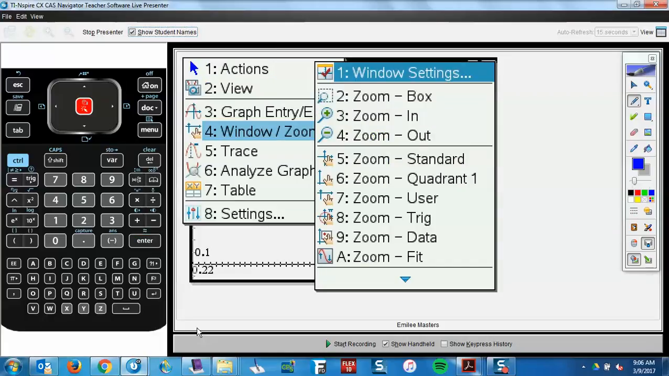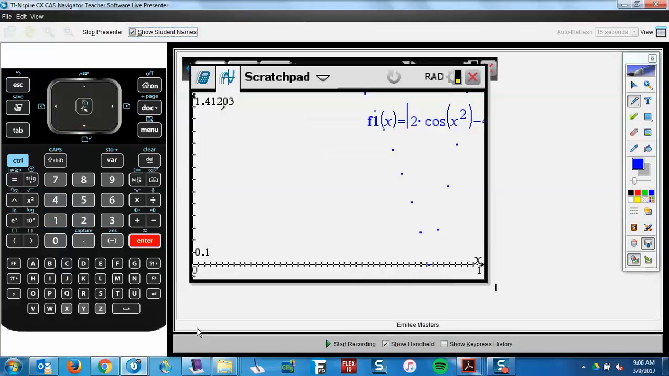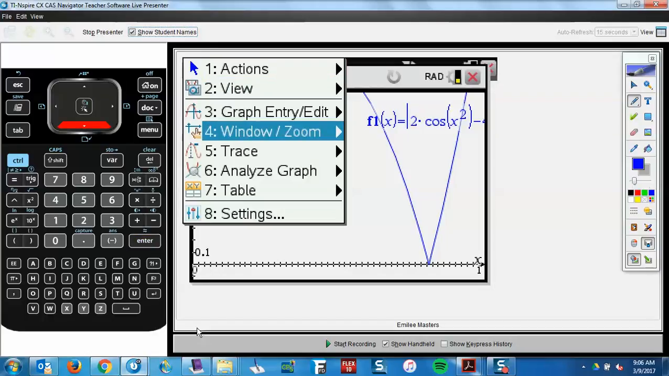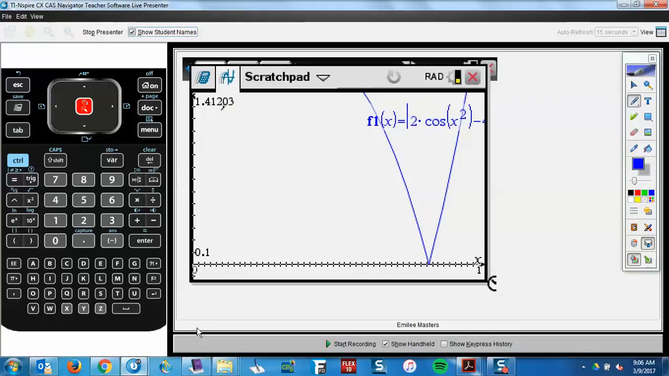She needs to change her window, 0 to 1, because it did look like it changed on her a little bit. We'll make sure we go 0 to 1. Do the zoom fit. Then the zoom fit, right? Because the zoom fit lets you see all the y values. It just fits your y values in there.